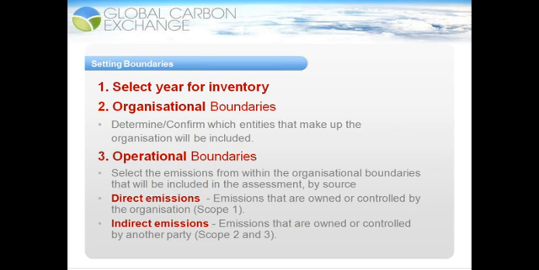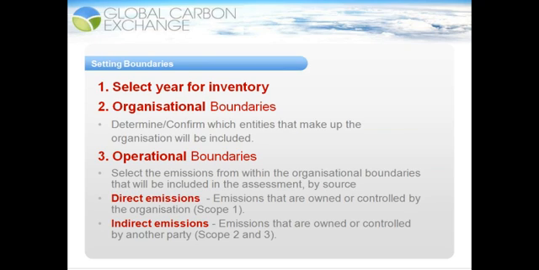Then we look at the organizational boundary. Many companies, and we deal with a lot of massive diversified industrial companies, have got multiple subsidiaries. So we need to understand what the organization looks like in terms of holding company and its subsidiaries, and we need to determine and confirm which entities are actually going to be included in the organizational boundary of the carbon footprint.